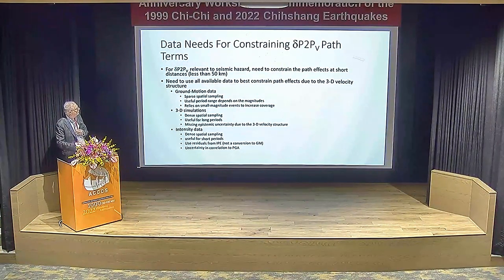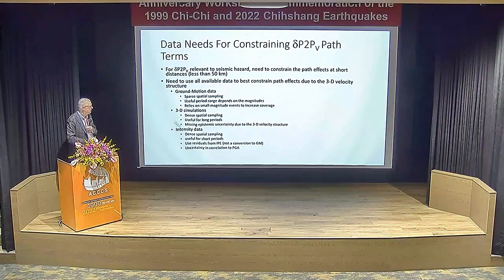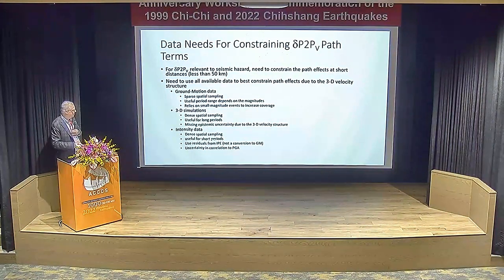So in all of this, we need to constrain the path effects at short distances. We can't get at this unless we get a lot more ground motion data. It's still hard to get it at short distances. Simulations help us at the short distances, but they're only working at the long periods. And the intensity can help us at the short distances, but we've got all the problems of intensity data, but it will help us on the short period part.